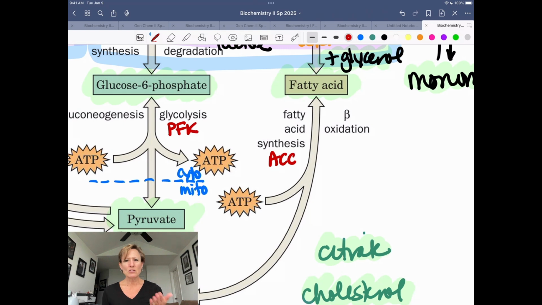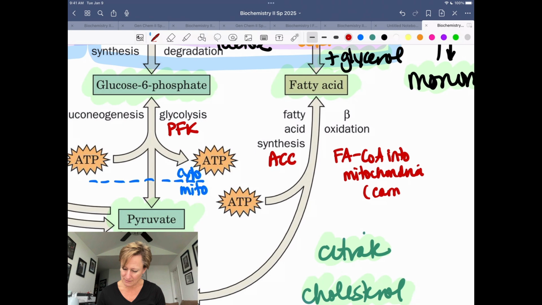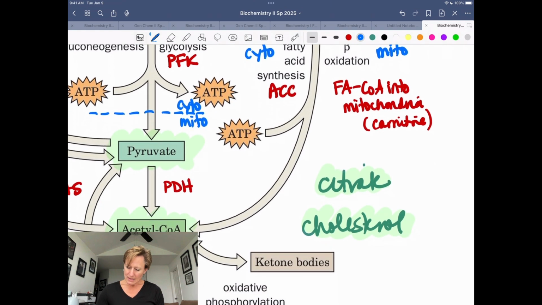We didn't learn an enzyme for beta oxidation, but we learned that the rate controlling step for beta oxidation is the influx of fatty acyl-CoA into the mitochondria. Right? And that was the carnitine transporter. Okay? So let's highlight that beta oxidation occurs in the mitochondrion. Fatty acid synthesis occurs in the cytosol. Okay? Some other things related to fat metabolism, right?